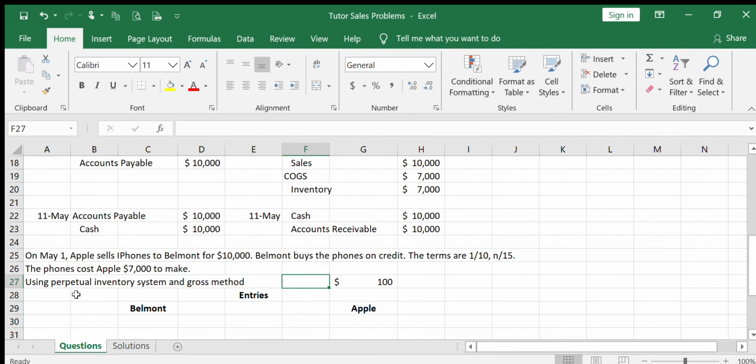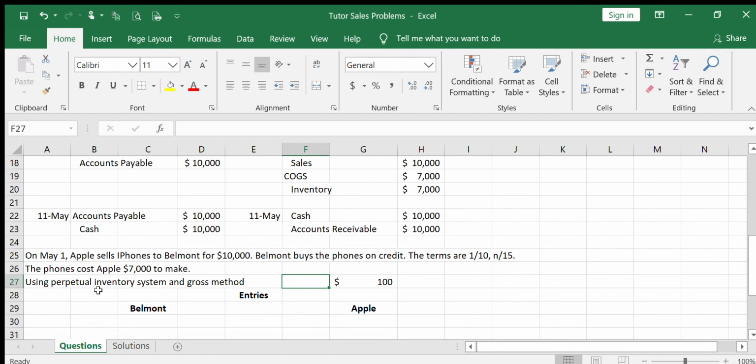method. So there's two different inventory systems that we could use. We could use the perpetual or periodic. Perpetual means that we're going to be updating our inventory throughout the year, every day, whereas the periodic means we're only going to be doing it a few times during the year at different periods, so to speak. And then with discounts, we can either use the gross method or the net method.